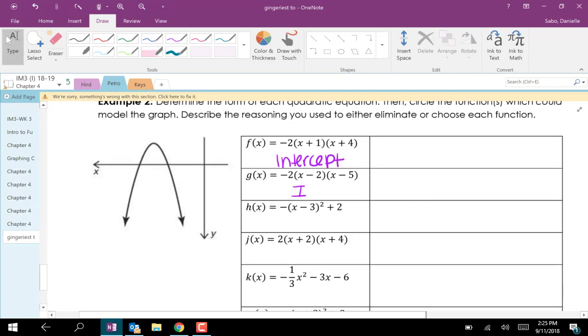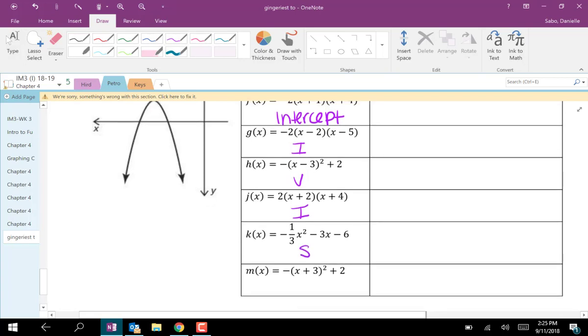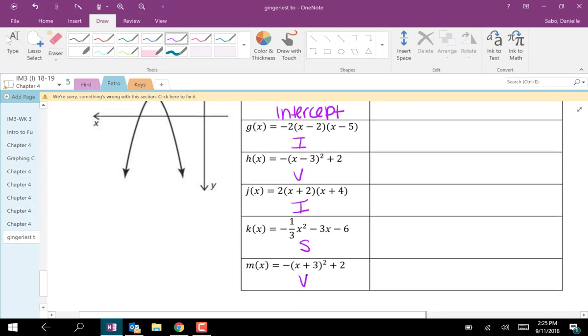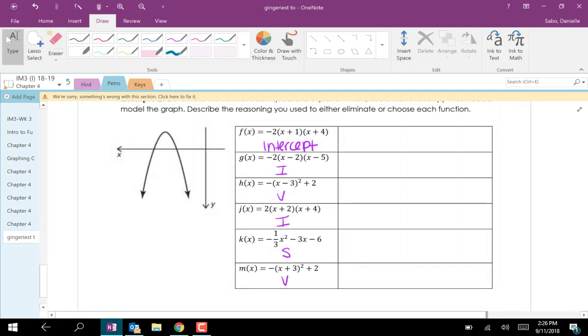What about the next one? What about H? What about J? Intercept. What about K? Good. Standard. What about M? Very good. Okay, being able to just recognize it quickly like that is going to help you out in the long run.